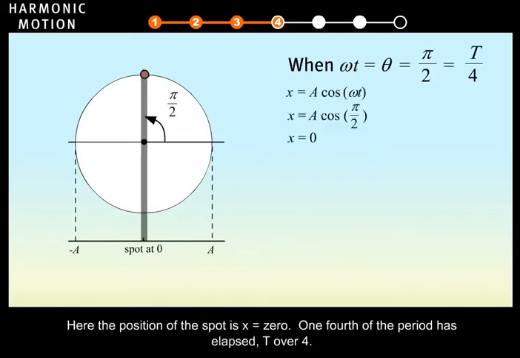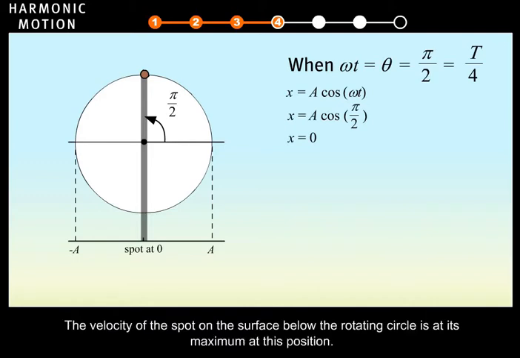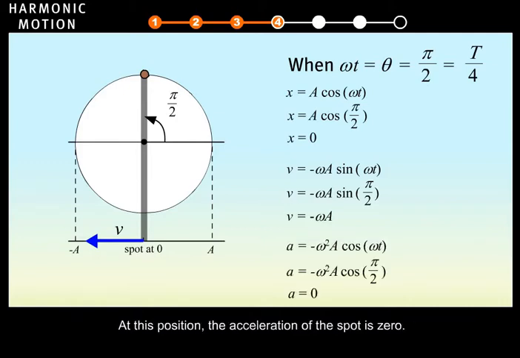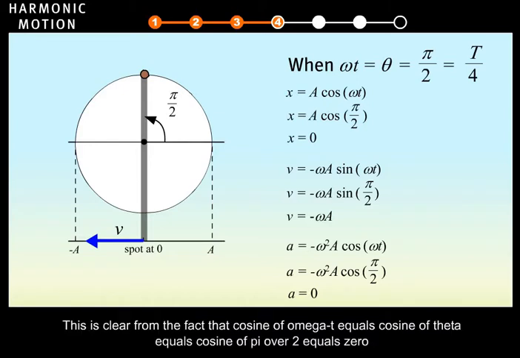Here, the position of the spot is x equals 0. 1/4 of the period has elapsed, T over 4. The velocity of the spot on the surface below the rotating circle is at its maximum at this position. Notice that sine of omega t equals sine theta equals sine of pi over 2 equals 1, which is the maximum value of the sine of an angle. At this position, the acceleration of the spot is 0. This is clear from the fact that cosine of omega t equals cosine of theta equals cosine of pi over 2 equals 0.